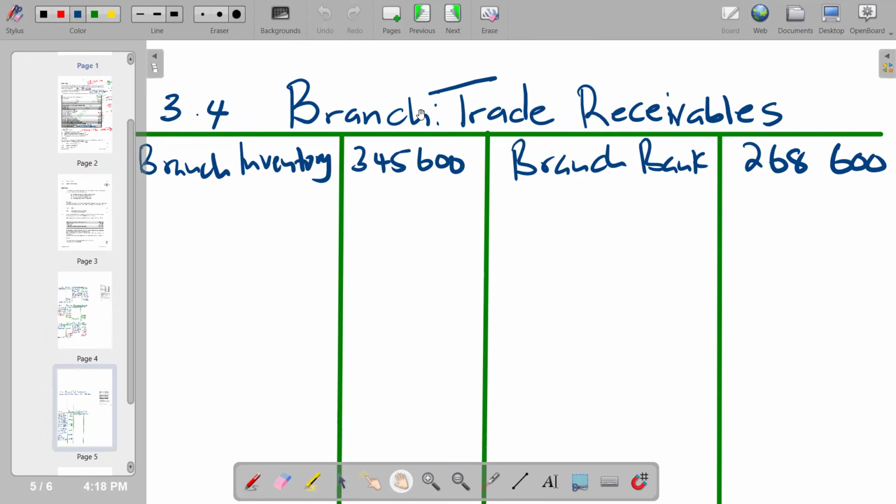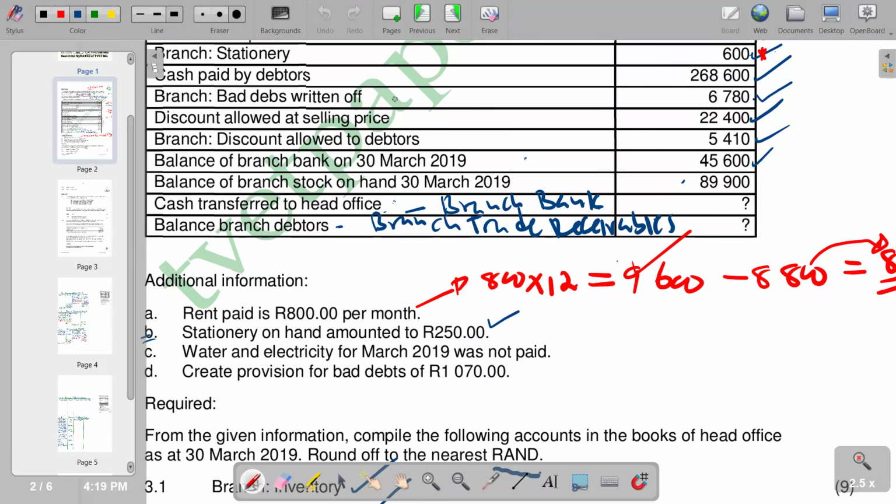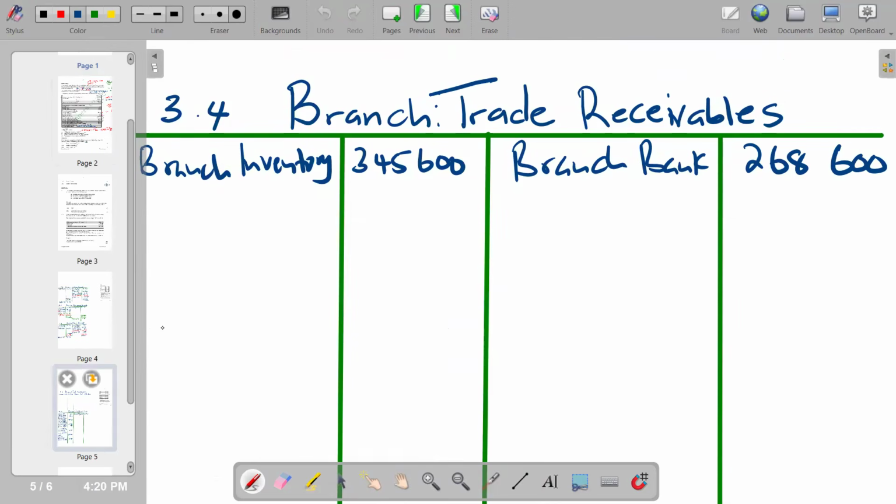So of course, we do have some additional entries that need to be completed in the branch trade receivables. We do have a bad debts written off here, which is 6,780, which is supposed to go to the credit side of the branch trade receivables and reduce the balance of our trade receivables. And then we also have discount allowed to debtors, 5,410, which is also supposed to be credited in the branch trade receivables account. So we take those two figures and enter them in the branch trade receivables.